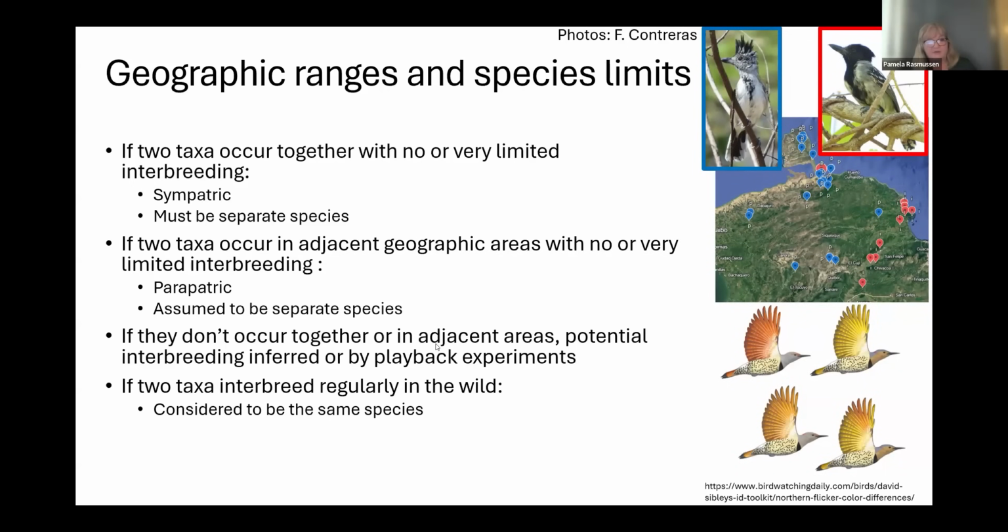If they are allopatric, or don't occur together, then we can't use direct evidence, but we can often infer whether they would interbreed or not, especially if playback experiments are possible. And if they interbreed regularly in the wild, like flickers do, we've got our two parental species that look very, very different, but all sorts of intermediates over a very broad range in North America. We cannot justify calling these separate species, much as we would like to.